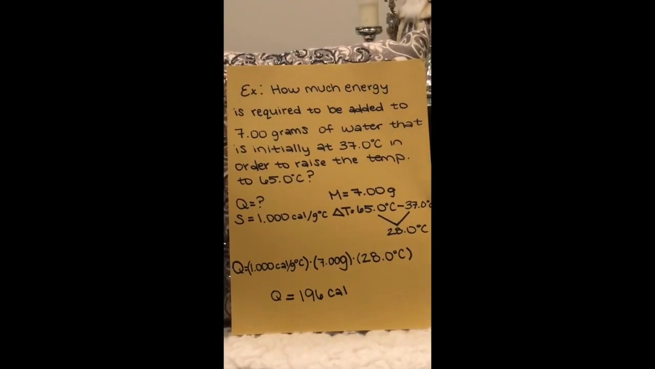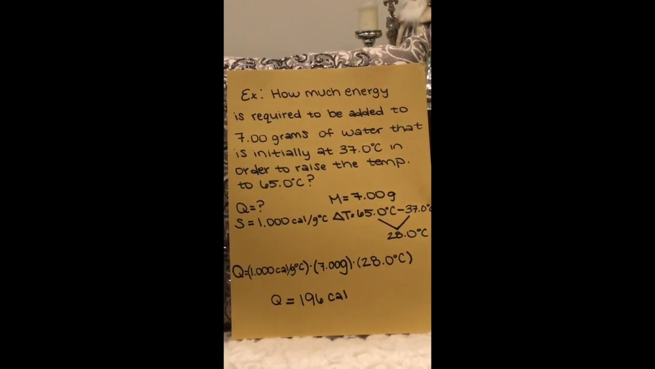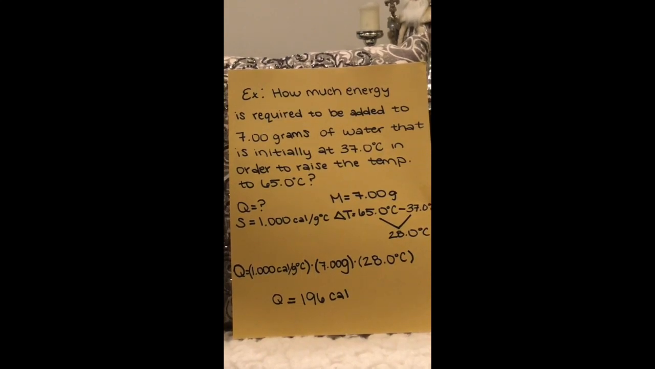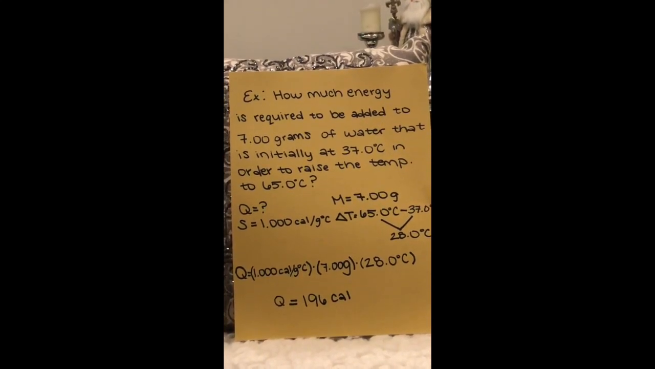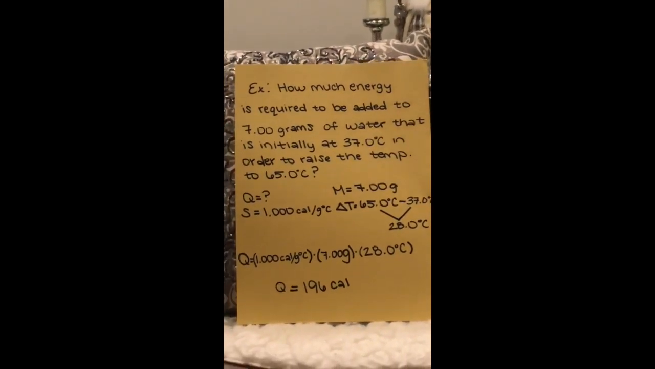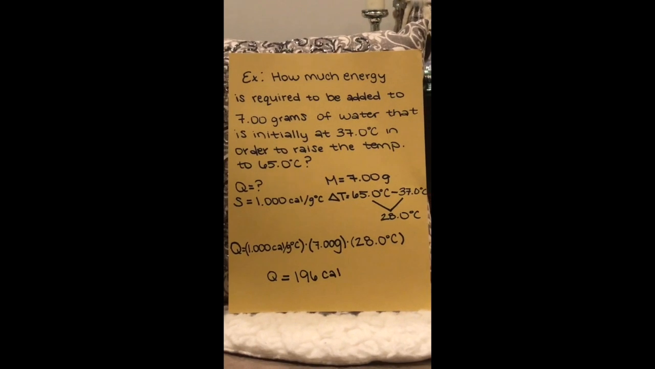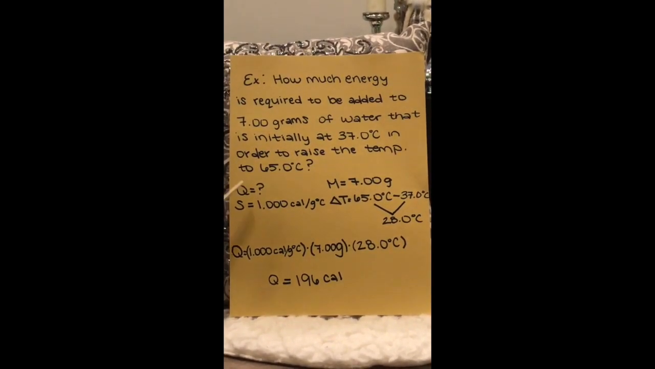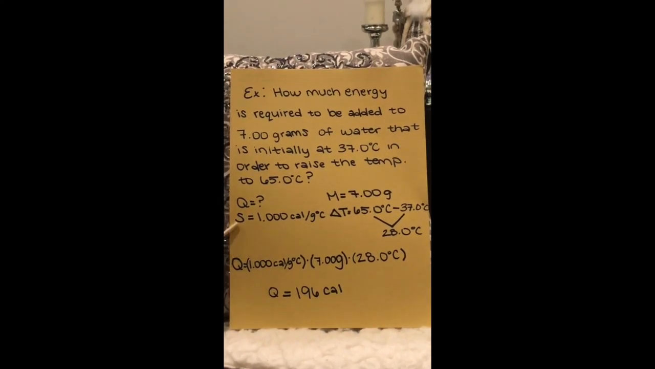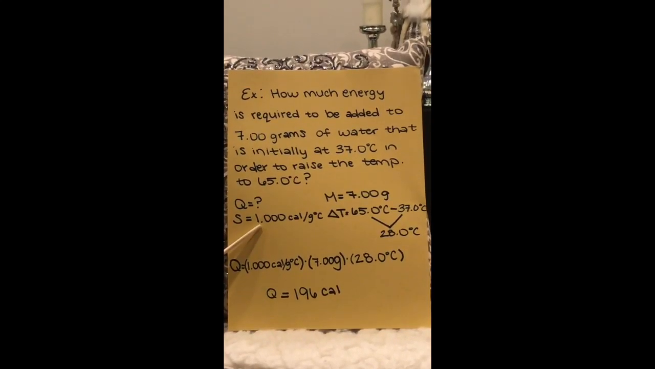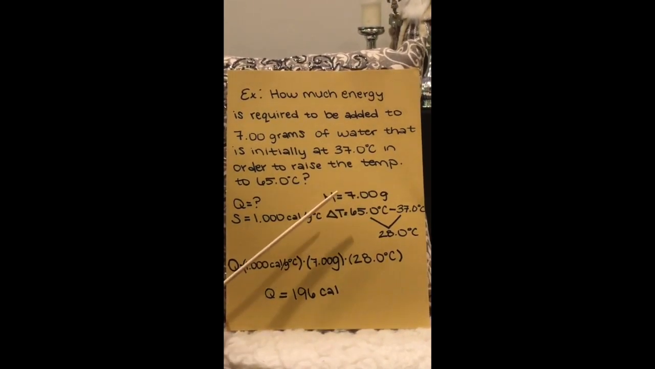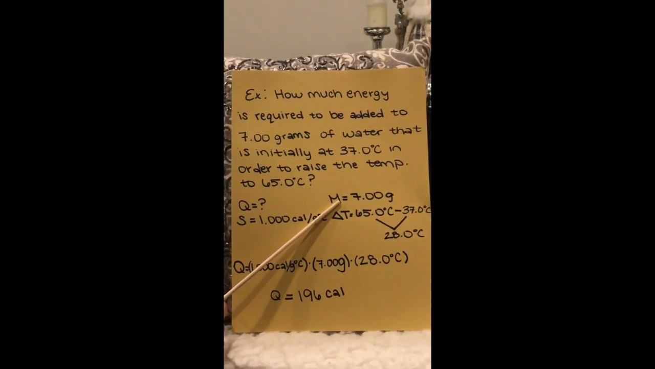So another real-life example I have here is how much energy is required to be added to 7.00 grams of water that is initially at 37.0 degrees Celsius in order to raise the temperature to 65.0 degrees Celsius. Now, as before, I like to pull out each of the numbers and place them into their correct formatting. Q, we need to figure that out, so of course we put a question mark again. S, the specific heat, we have 1.000 lowercase cal per gram degrees Celsius. And for the mass, we have 7.00 grams.